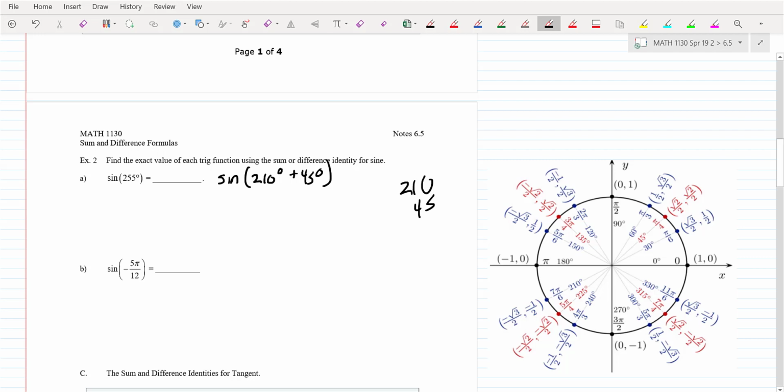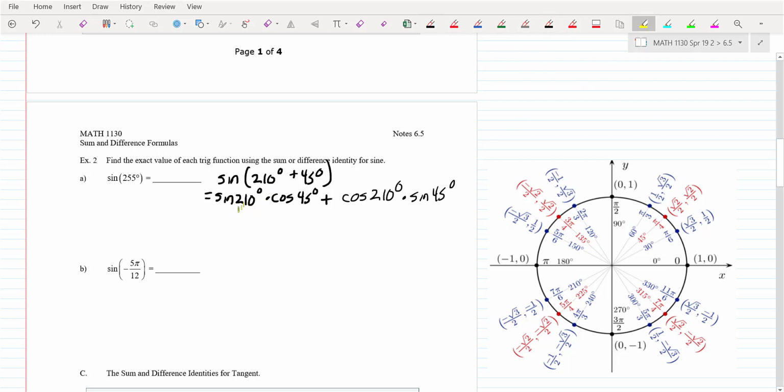Okay, so I remember it like this: sine, cosine, cosine, sine, same sign. So it goes like this. You go sine of the first angle, 210, times cosine of the second angle, 45. And then since I'm using the sum identity, I use the same sign, unlike the cosine. Then I do it backwards. Then I do cosine 210, and then times sine of 45 like that. Okay, and then it's just a matter of looking everything up on the unit circle.